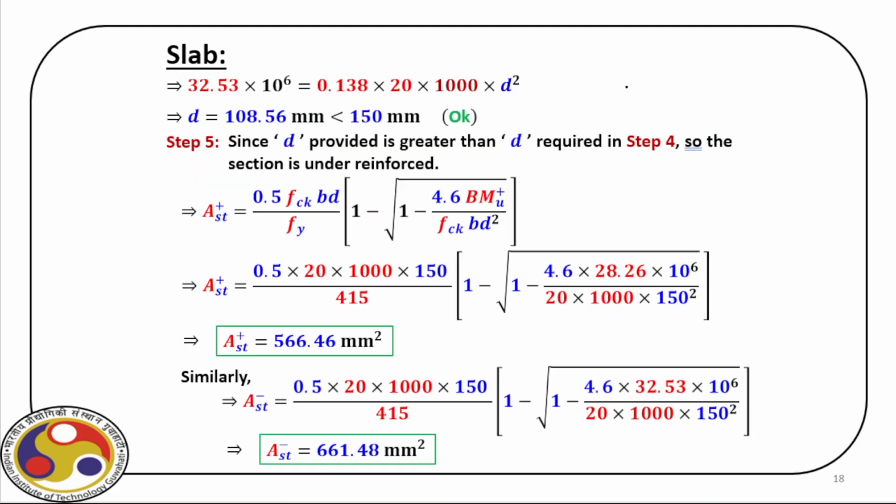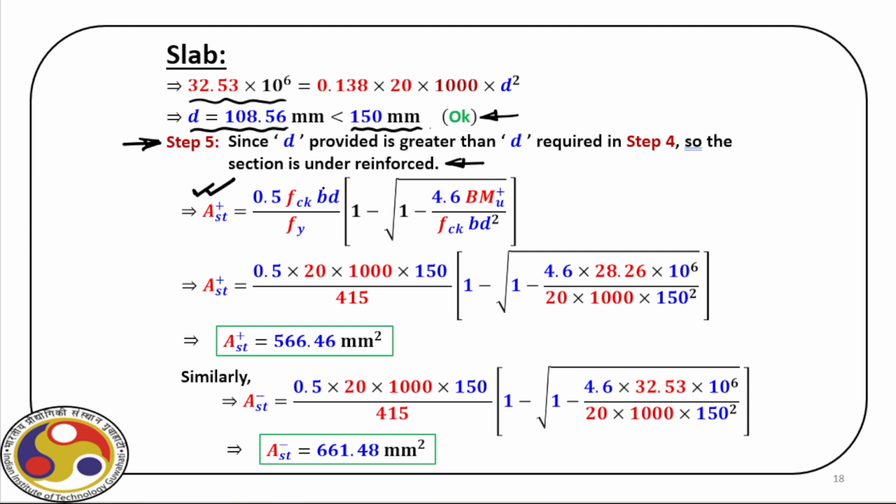Okay, so now what we do, we equate this value of balanced moment with the applied moment. Then what we get is the D required, and obviously this D required is less than the D provided, and hence this design is okay. So we provide more depth as compared to what is required. Now that means if we provide more depth, in step 5 we conclude that it is an under reinforced section, and for that under reinforced section we can easily evaluate AST positive, right?